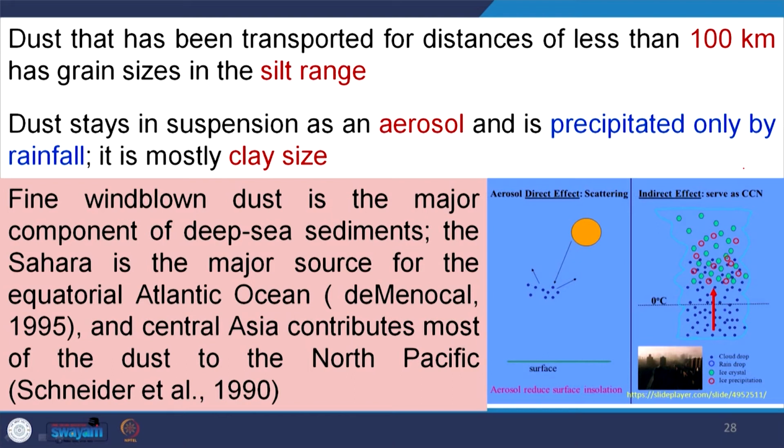Fine wind-blown dust is the major component of deep sea sediments also. When we talk about deep sea sediments, some of the sediments are of biogenic origin, some are chemically precipitated, and a major component of deep sea sediment is of wind or aeolian origin. These are the aerosols, the finer particles, and they settle down there. Due to moisture, they become heavy and finally settle down.